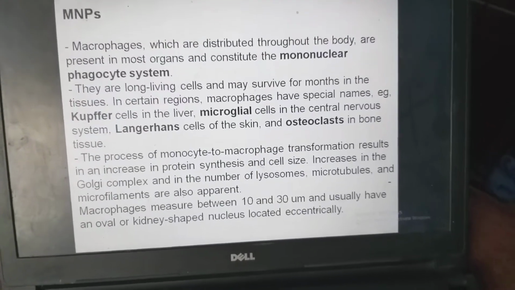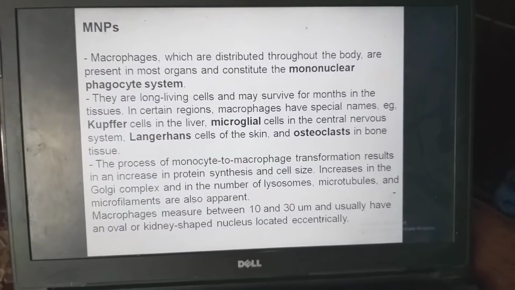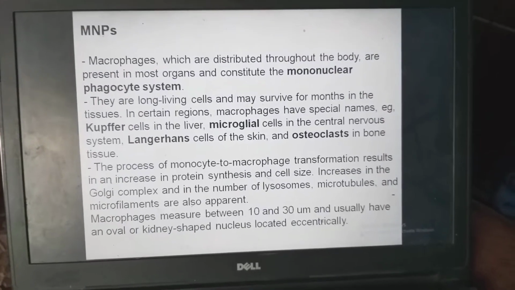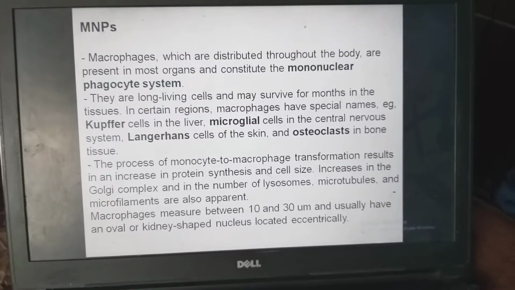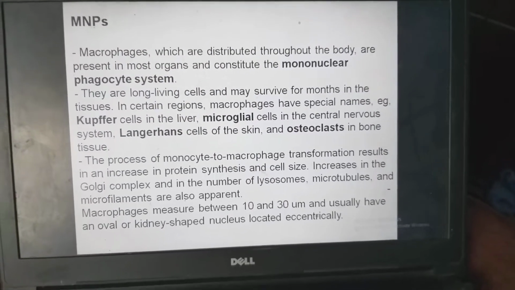Good. The other special cells here are the mononuclear phagocytic system, MPS. Mono, one nucleus, phagocytic system. These are different cells coming together, and their main function is phagocytosis.